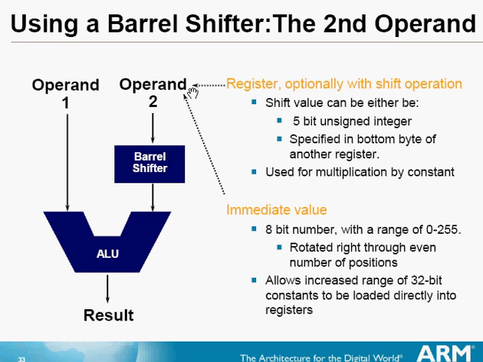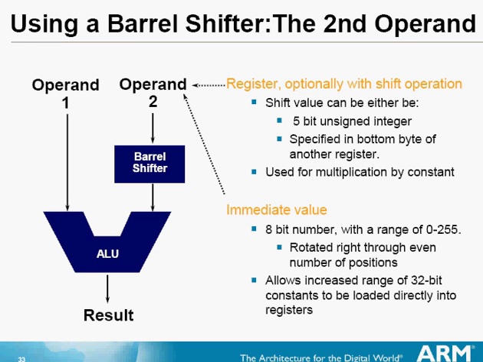So how does it work? This operand is a register, optionally with a shift operation. The shift value can either be a 5-bit unsigned integer specified in the bottom byte, or another register, and it is used for multiplication by a constant. The immediate value is an 8-bit number in the range 0 to 255, rotated right through an even number of positions. It allows an increased range of 32-bit constants to be loaded directly into registers.